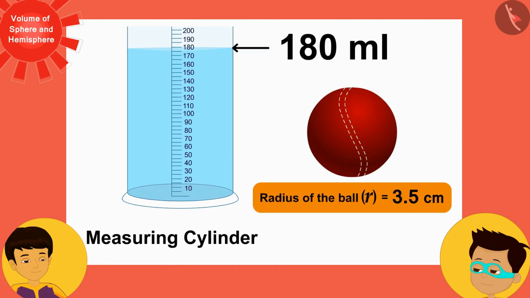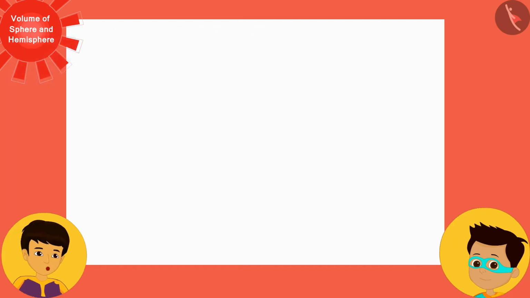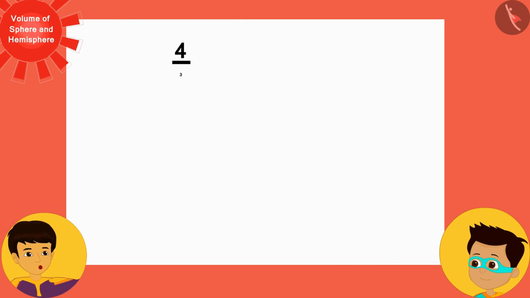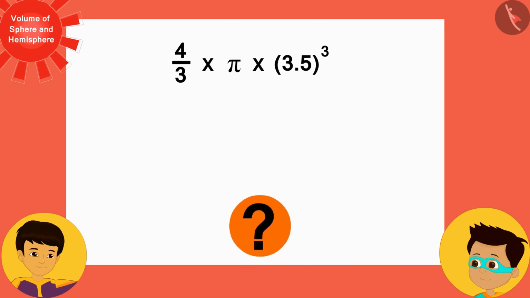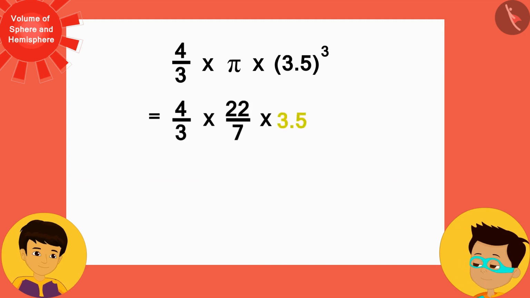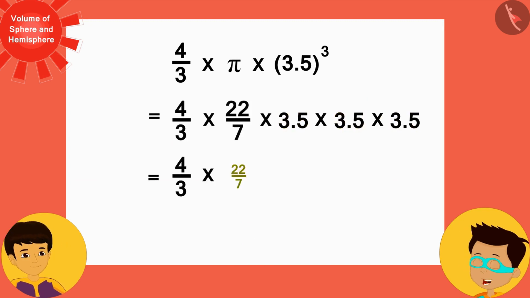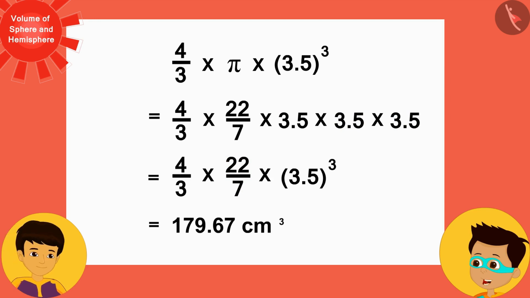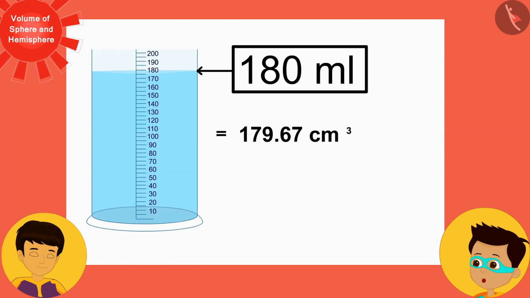Alright. Now look, Thomas. The radius of the ball is 3.5 centimeters. Can you find the value of 4 by 3 product of pi and the cube of the radius of the ball? Absolutely. See how I solve it quickly. This is equal to 179.67. That is approximately 180 milliliters.